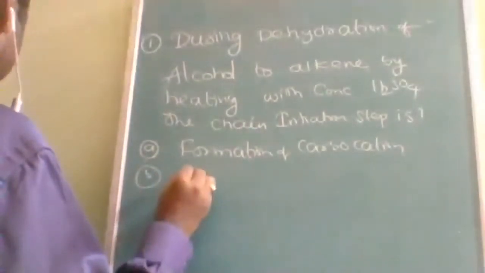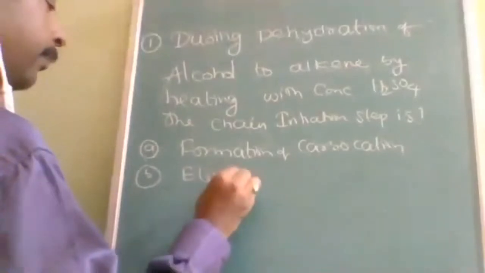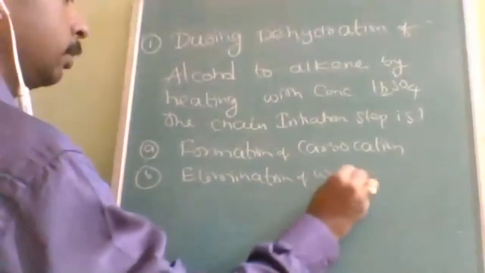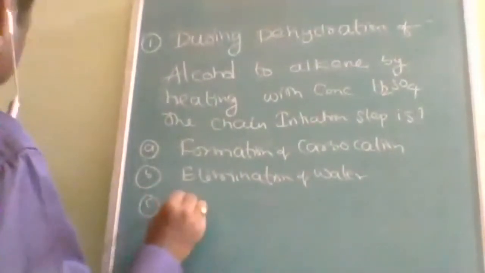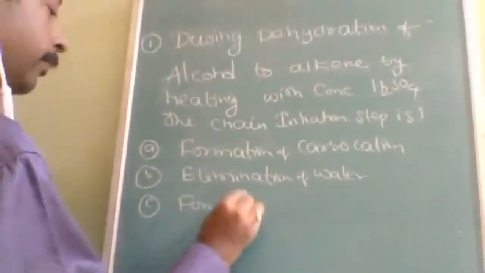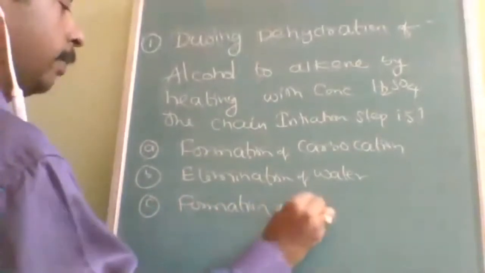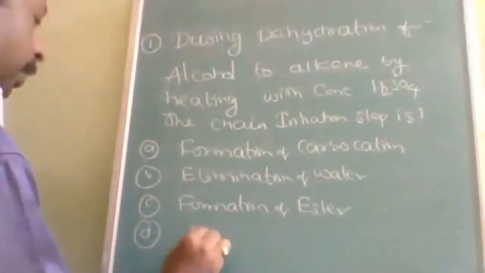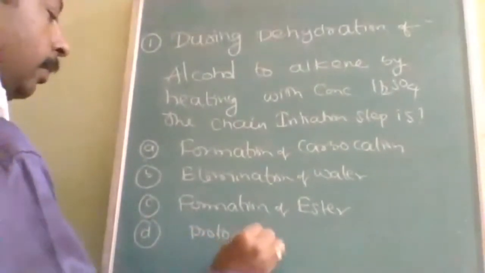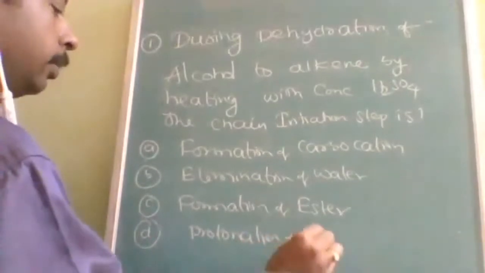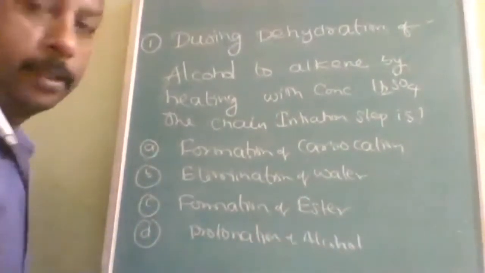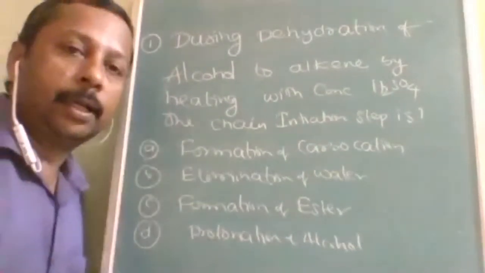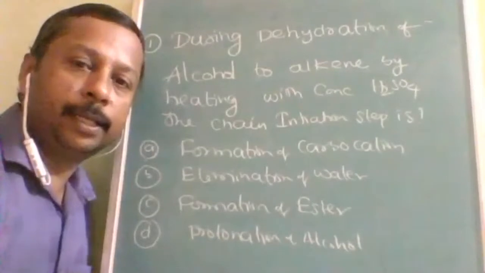Our second option is elimination of water. Third is formation of ester. Fourth is protonation of alcohol. These are the steps given, and you have to find out which step is the chain initiation step.